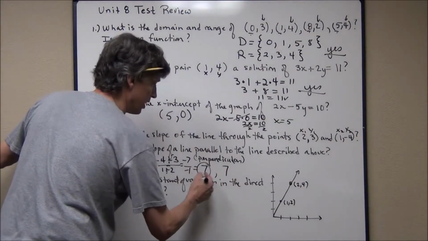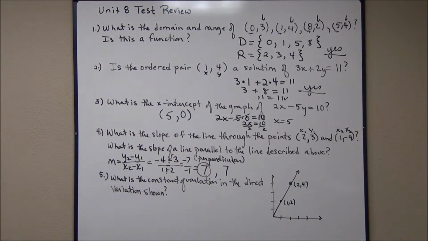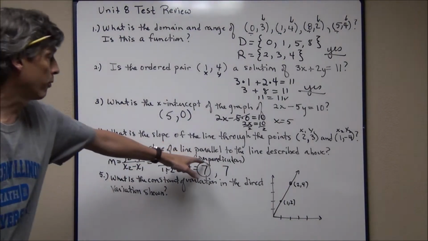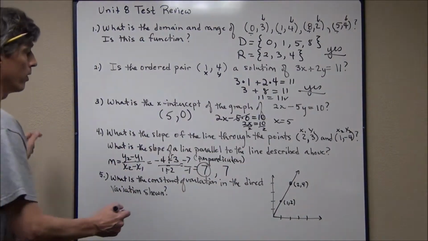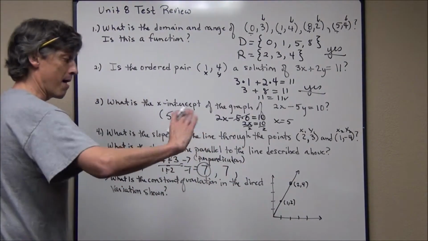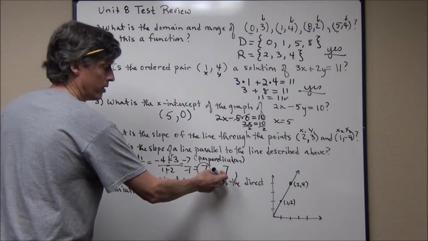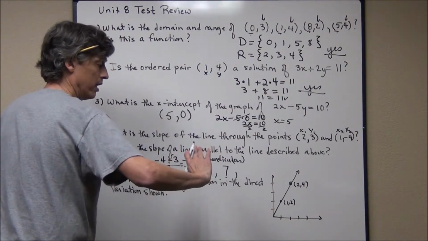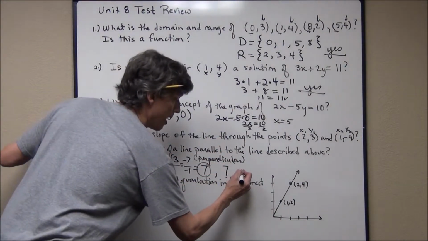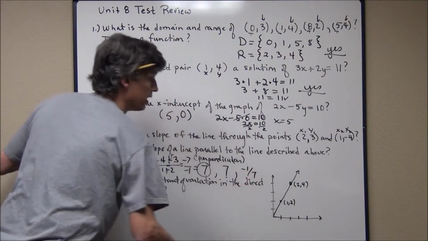It'd also be 7. Parallel lines have the same slope. What about perpendicular? What is the slope of a line perpendicular to the line described? Well, that is the opposite reciprocal. The reciprocal of 7, which is like 7 over 1, is 1 over 7, so it's the opposite reciprocal. It'd be negative 1/7.